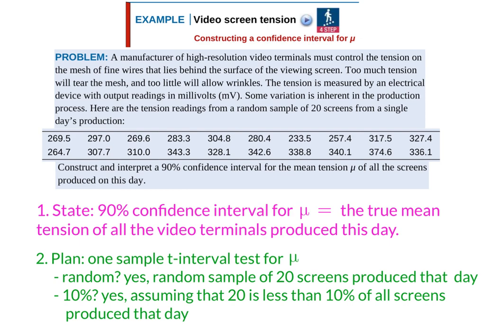We're going to do a 1-sample t interval for mu, t because we're dealing with a mean, and mu because it's the population mean. Two of the 3 conditions we'll talk about right now. One, is it random? Yep, it's a random sample of 20 screens produced that day. Second, is the 10% condition met? Yes, assuming that 20 screens is less than 10% of all screens produced that day, so they have to produce 200 or more in that day.